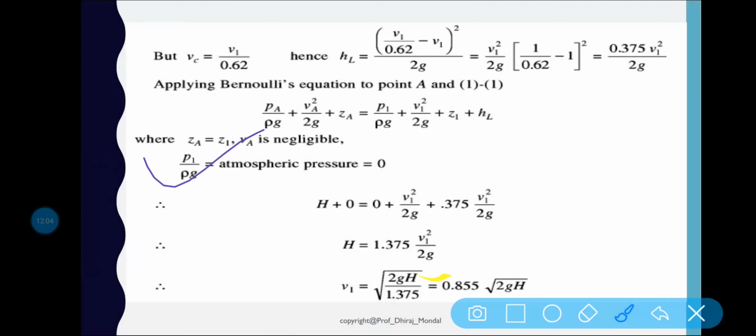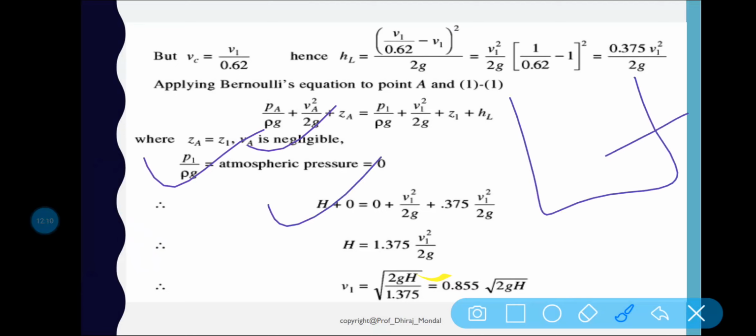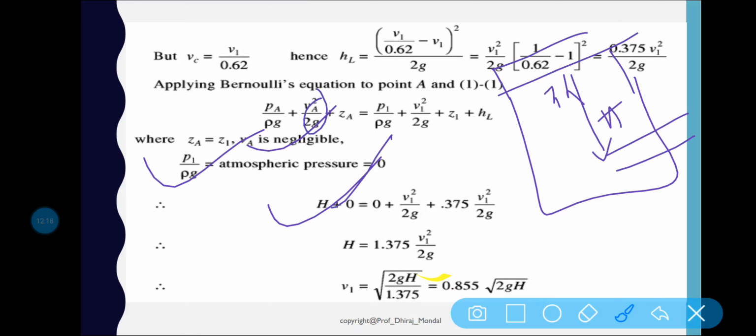So that is why it is 0. Put all the values: P_A is equal to H, already you know this is the head, so P_A is equal to H. This is P_A by rho g = 0, Z1 will be cancelled out, P1 by rho g is equal to 0, that is your atmospheric pressure, V1 square by 2g as it is you have to take, and h_L is equal to 0.375 V1 square by 2g.